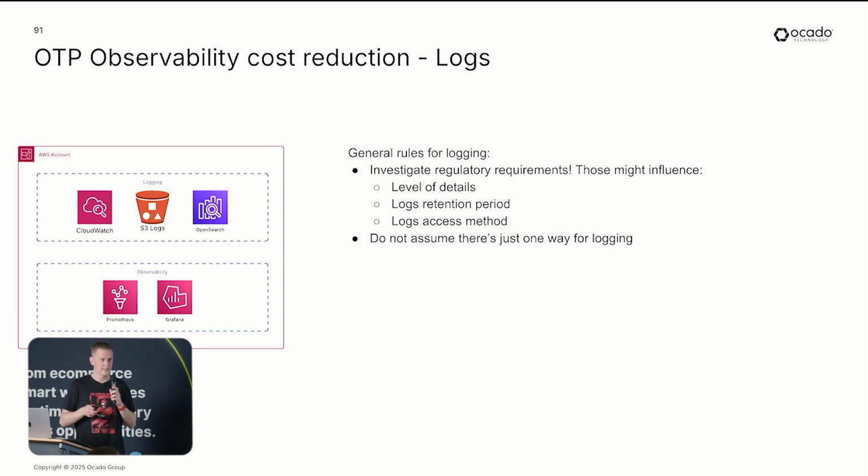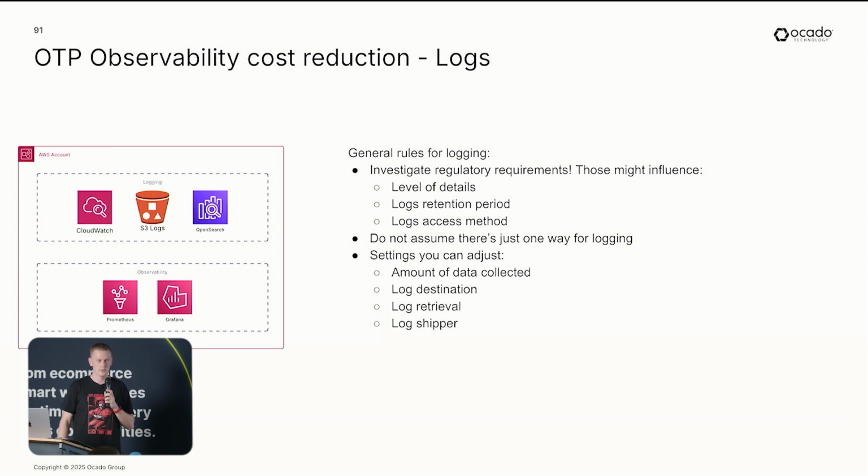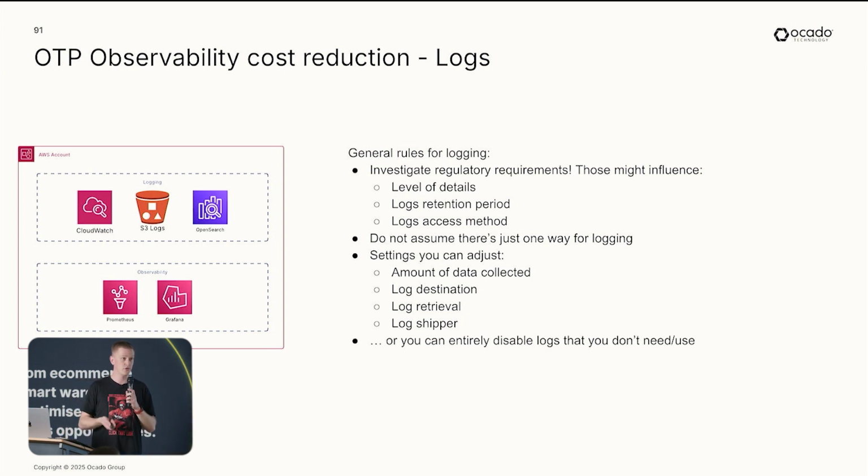The CTO of Amazon once said that "we've always done it this way" is the worst sentence in the history of IT. We've always kept logs in CloudWatch Logs. But then we switched to S3 and we saved 87%. So don't assume anything. There's a lot of settings you can adjust. The amount of data collected, log destination, log retrieval methods, log shipper, or you can entirely disable the logs that you don't need or use.